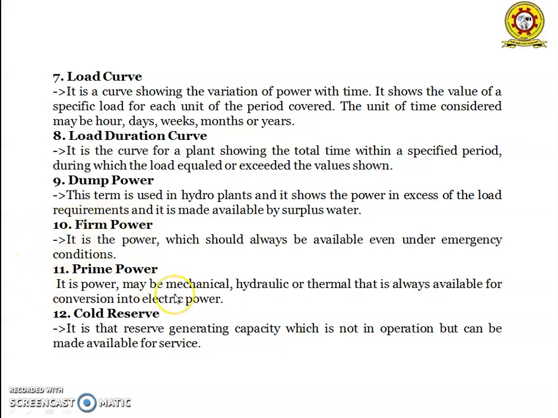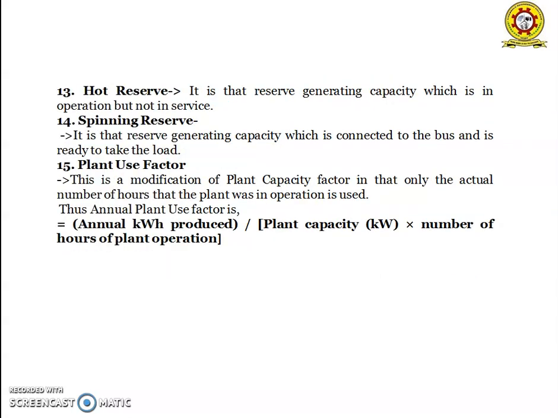Next, cold reserve. It is the reserve generating capacity which is not in operation but can be made available for service. Next is the hot reserve. It is the reserve generating capacity which is operating but not in service. Spinning reserve. It is the reserve generating capacity which is connected to the bus and ready to take the load.